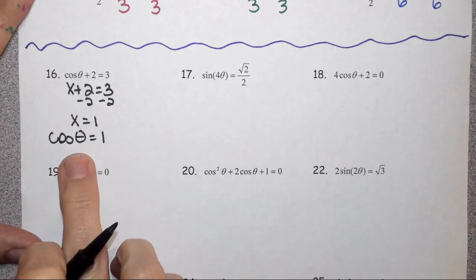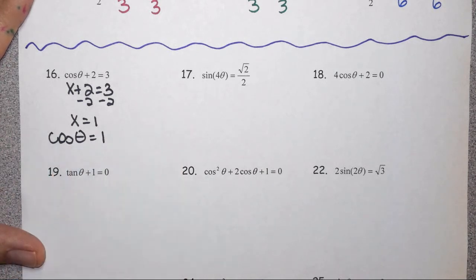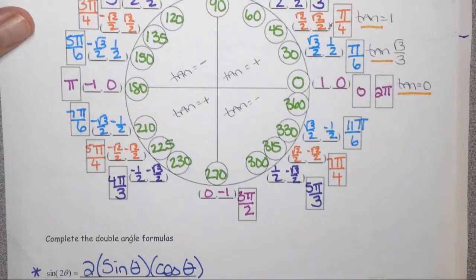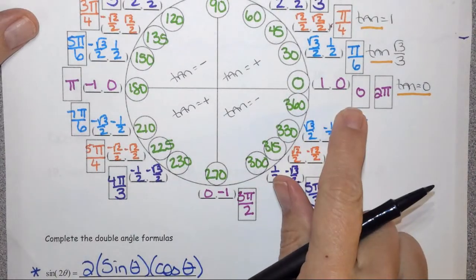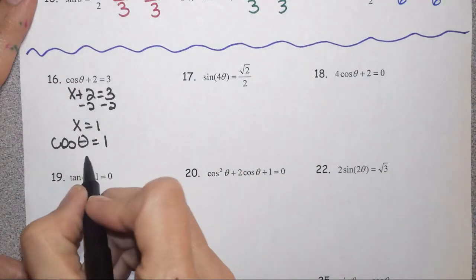And I want to know where on the circle does cosine equal 1. So I go to my circle. Cosine equals 1 right here at 0. So my answer is 0.